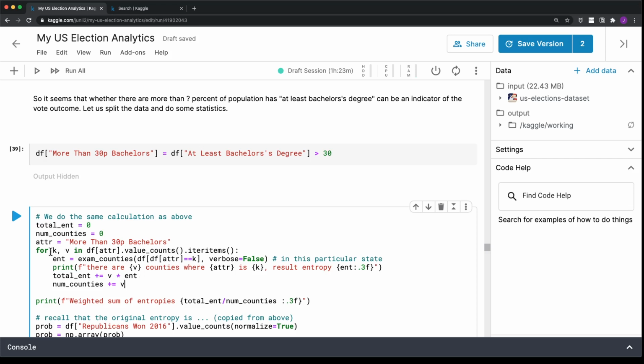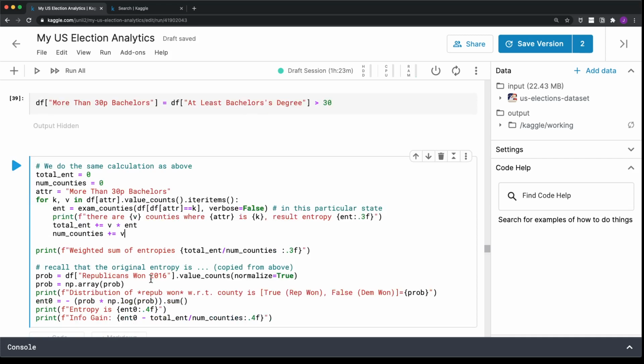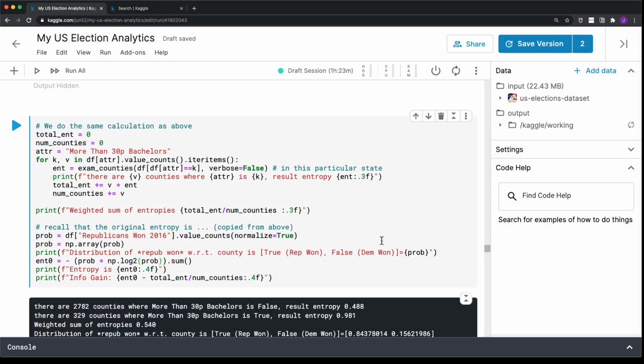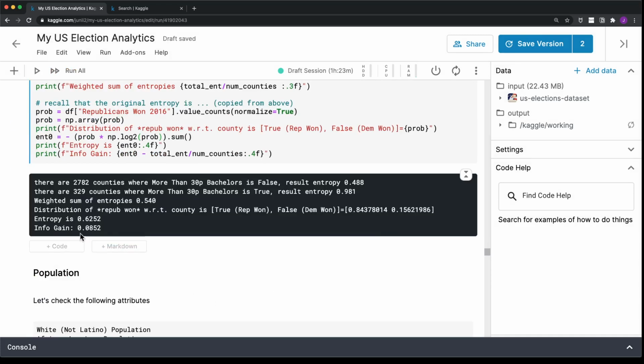I will evaluate all the possibilities, which are true and false here, and the attribute, of course, is more than 30% bachelors, and consider the entropy of each of the subpopulations, and consider the total weighted sum, and well, I need to change that to 2 as well. Consider the information gain here. We still have the weighted sum of entropies as this, and we have an information gain of this.